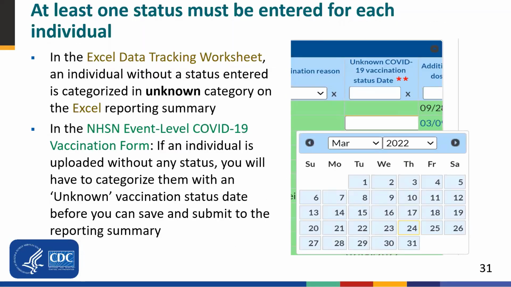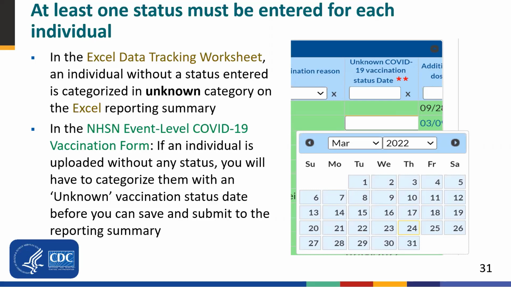Now I am going to highlight an important difference between the Excel worksheet and the NHSN event-level vaccination form. In the Excel worksheet, any individual entered on the spreadsheet without an assigned status is categorized in the unknown category on the Reporting Summary tab.